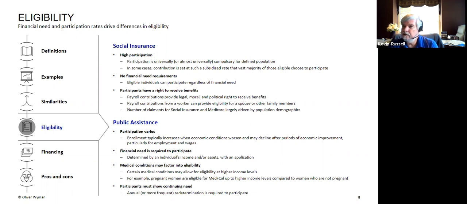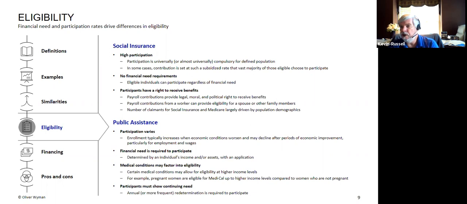No financial need requirements for social insurance. If you're eligible, you can participate even though you have no financial need. The participants have a right to receive the benefits. The payroll contributions provide a legal, moral, and political right for them to receive the benefits. And these payroll contributions from a given worker can provide eligibility for that worker's spouse or for other family members.